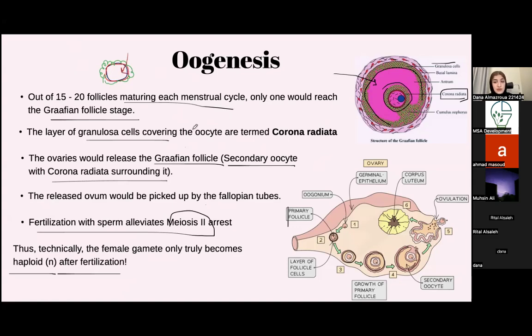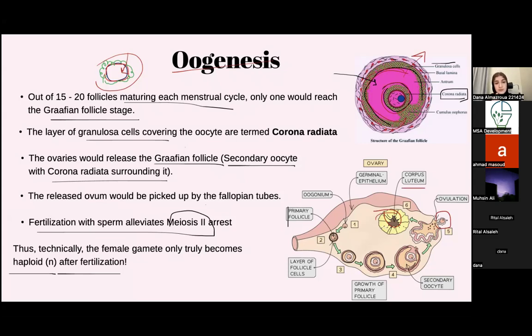Now, if fertilization does not take place, the remaining part of this structure will become a corpus luteum. So we release the egg, and the corpus luteum is the remaining of this. The corpus luteum is everything minus what we released during ovulation, which was the egg, the zona pellucida, and the corona radiata. The remaining structure will become something called the corpus luteum.